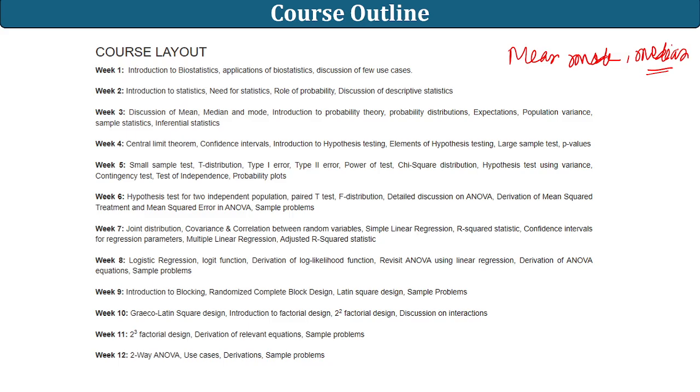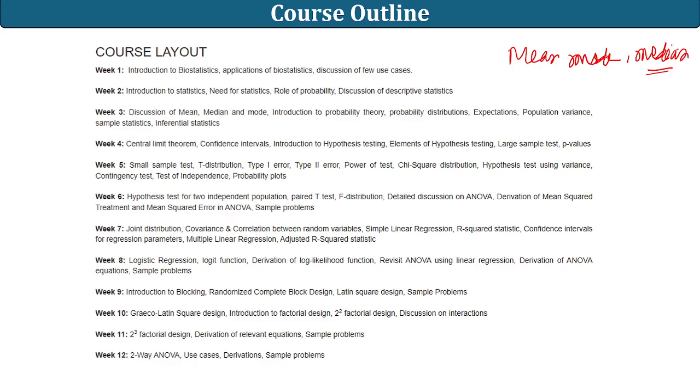The relation between type 1 and type 2 error is inversely proportional. If the type 1 error increases, type 2 automatically decreases, because we know that we have the contingency table there with the possible outcomes, and based upon that we check. Okay, then we checked the power of the test.